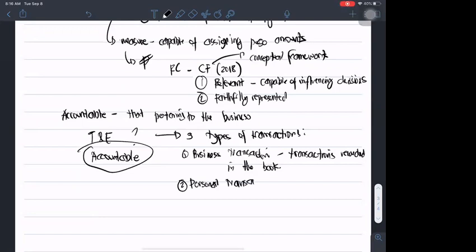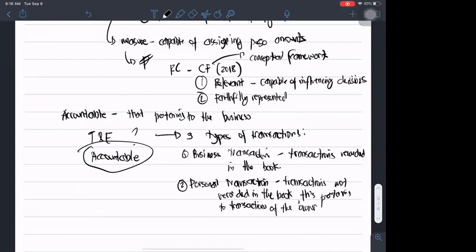So what is a personal transaction? These are transactions not recorded in the book. This pertains to transactions of the owner himself, not to the business.